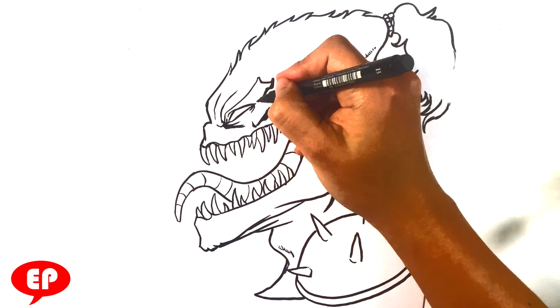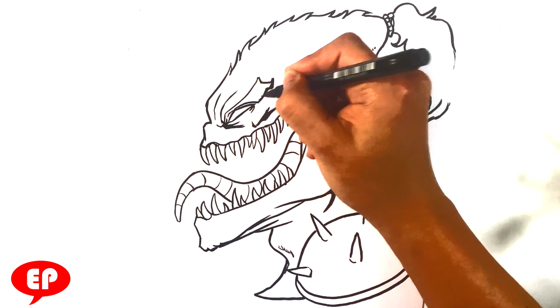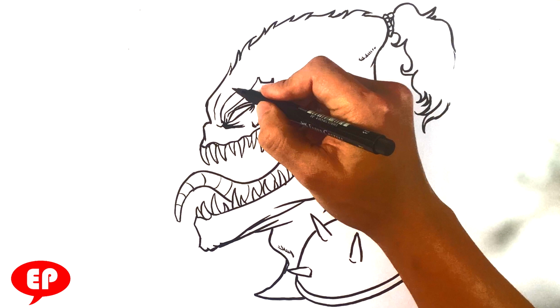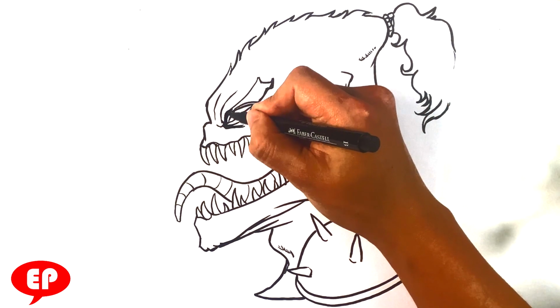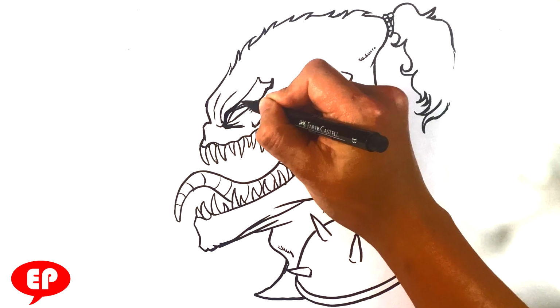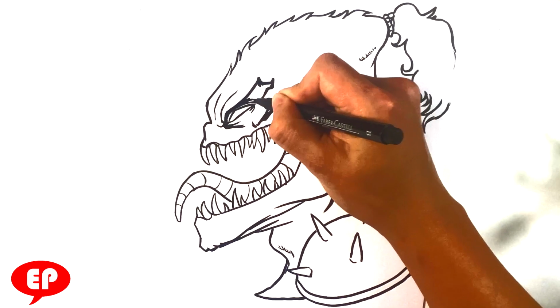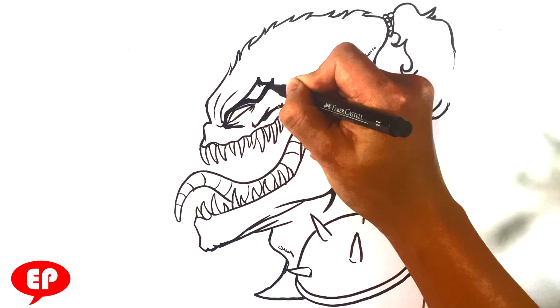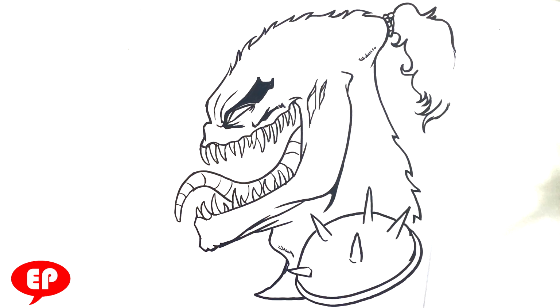Go back to the eyebrow here, and it needs to be darkened out, so I'm going to do that right now. Be careful how much of this I want to darken out. I'm just going to make it solid black. Alright.